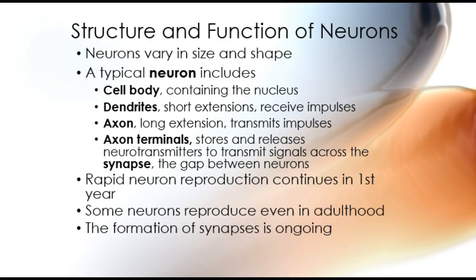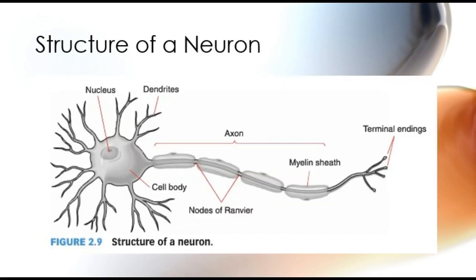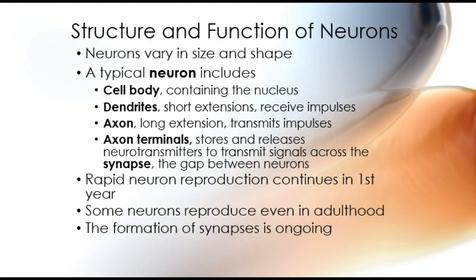Okay, at the end of the axon there are axon terminals. You'll see that in this picture, those terminal endings. These terminals contain tiny sacs of chemical substances called neurotransmitters. And growing out from the cell body are smaller projections called dendrites, resembling little branches, which receive messages or transmissions from other neurons.